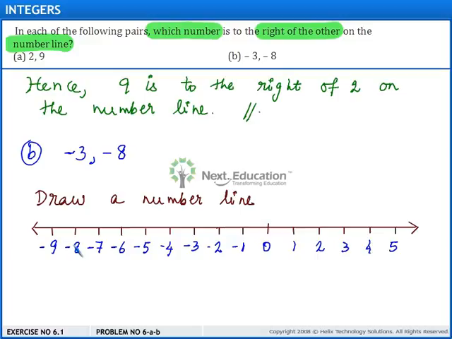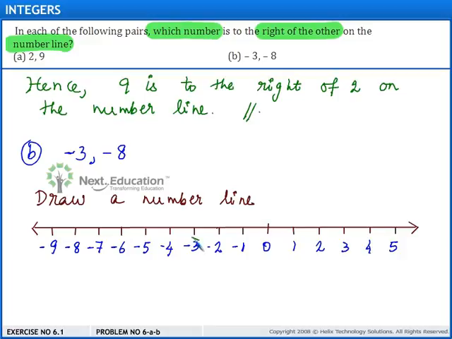Now, we need to find in the given pair of numbers which number is to the right of the other on the number line. Let us mark both the numbers. So, this is -3. Here we have -8. So, from the number line, we can observe that -3 is to the right of -8.